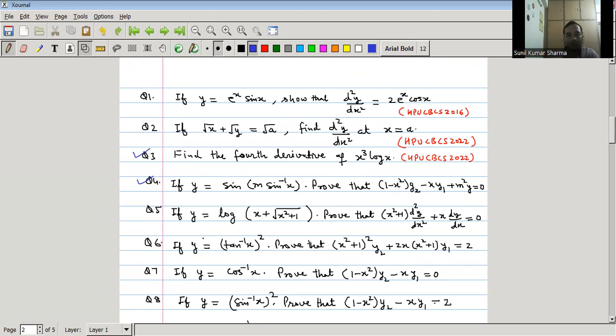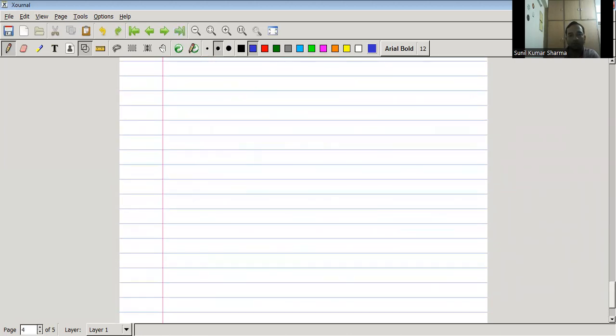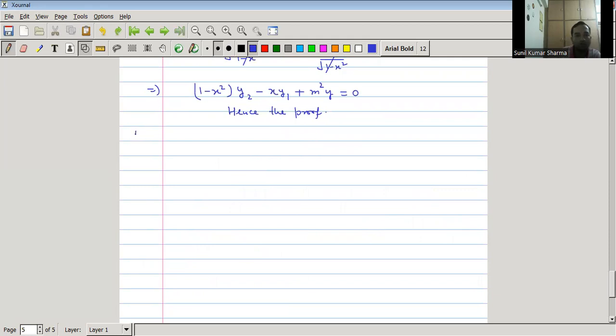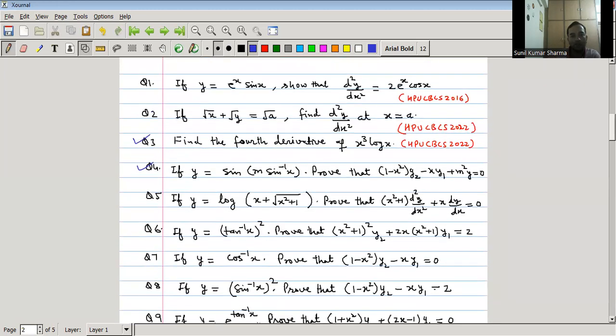Let us come to example question number 5. Y is equal to log x plus under root x square plus 1. So we have to prove that x square plus 1 d2y over dx2 plus x dy upon dx equal to 0. So what is given? Y equal to log of x plus under root x square plus 1. Solution of 5: y is equal to log of x plus under root x square plus 1. So this is the given y.